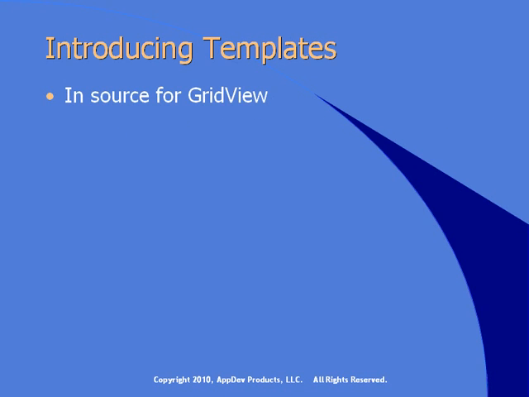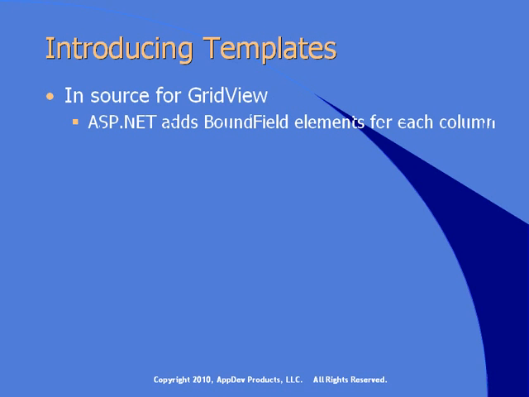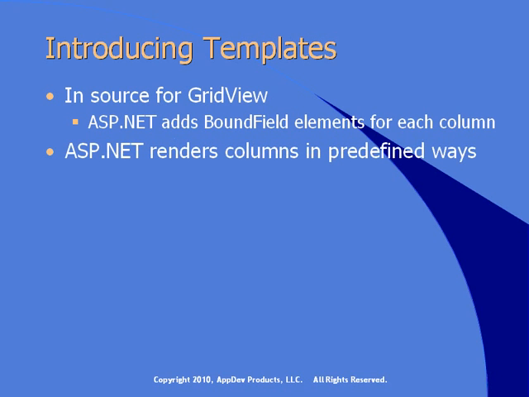In the source for the GridView, ASP.NET adds bound field elements for each column. You saw that already. And ASP.NET renders columns in predefined ways depending on the data type. For example, if you have a primary key and you go into edit mode, ASP.NET turns that into a label. But if you have a read-write field, ASP.NET displays it as a text box. If you have a Boolean field, it might show up as a checkbox.